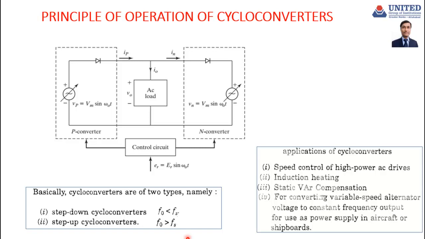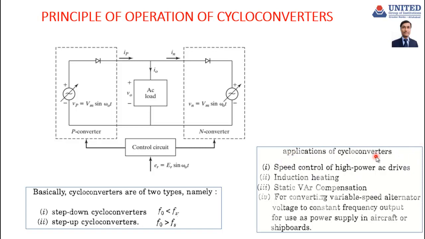Depending upon the phases, these cycloconverters are of three types. First one is single phase to single phase cycloconverter, second is three phase to single phase cycloconverter, and third one is the 3-phase to 3-phase cycloconverter.